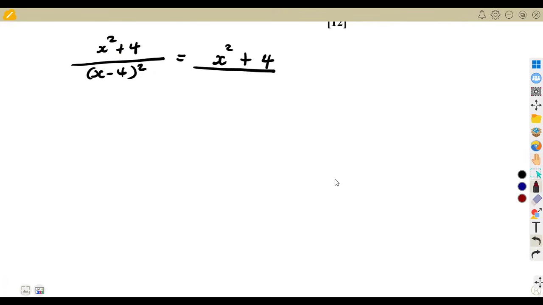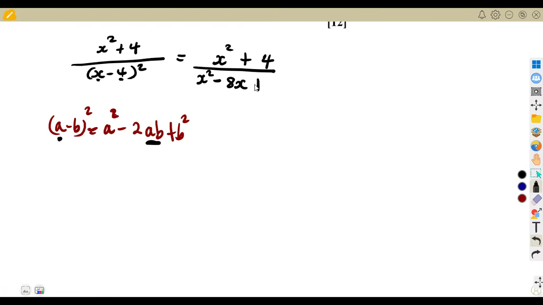Remember how you expand this bracket. You're going to have a minus b squared, which gives us a squared minus 2ab plus b squared. In this case, our a is x. So that will be x squared minus 2ab, that's 2 times a times b, which is 8x, plus b squared, which is 4 squared, and 4 squared is 16. So this is what you're supposed to have.